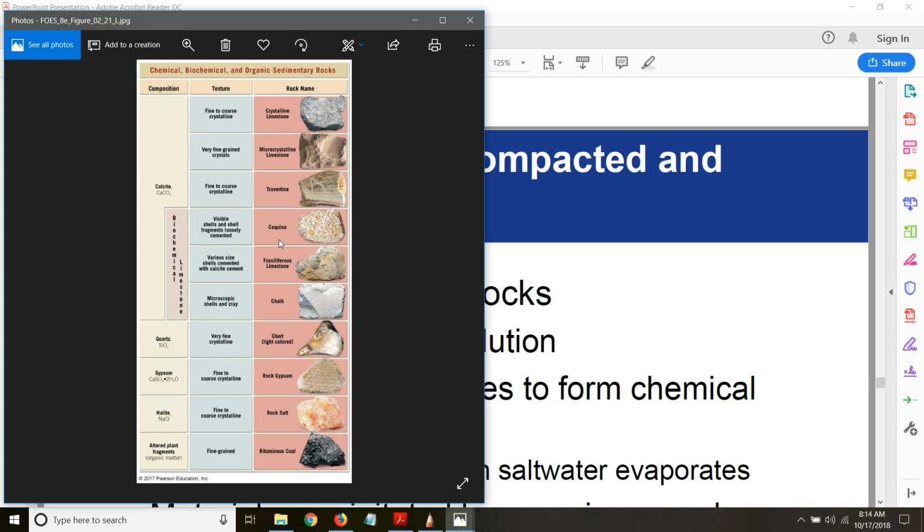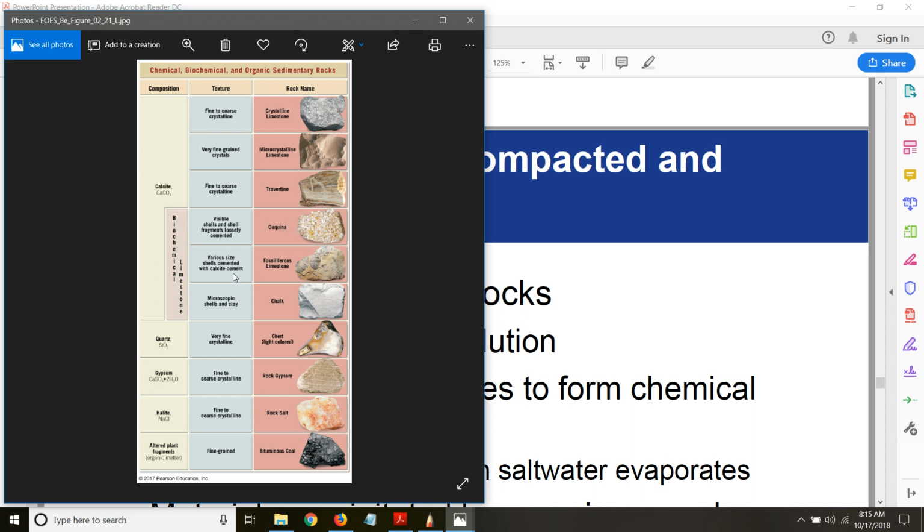So one example is coquina. This is visible shells and shell fragments loosely cemented. These are not very lithified sediments. You can easily break it. If you rub it in your hand, you will find that lots of these sediments fall off from this rock. So these are loosely cemented fragments, and these are formed by the shells that marine microorganisms wear on their body.